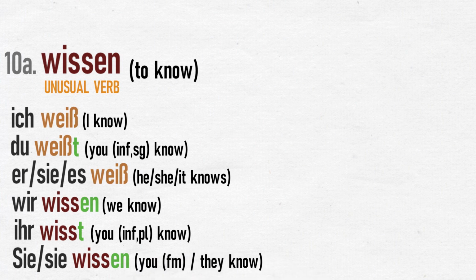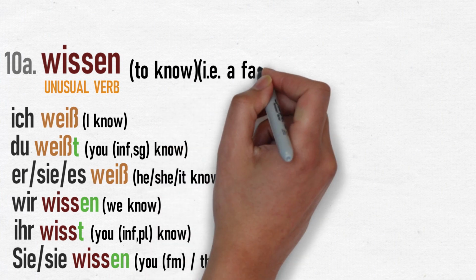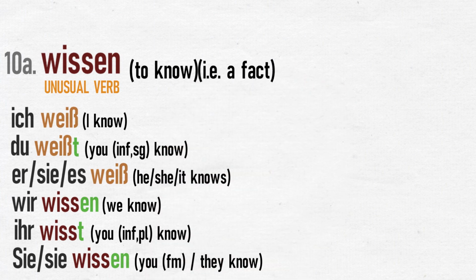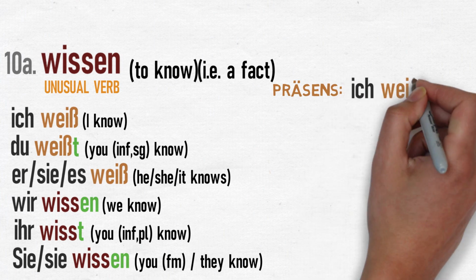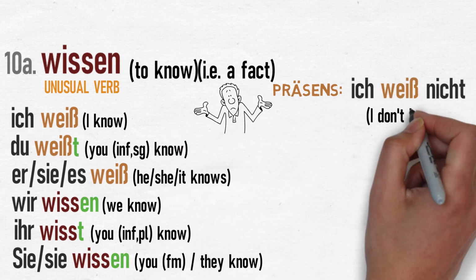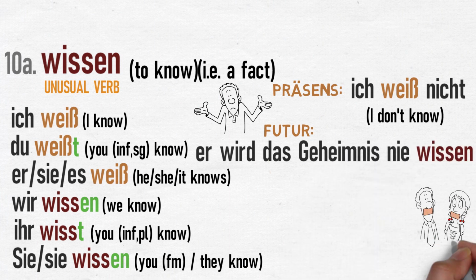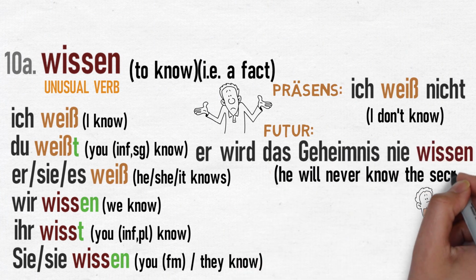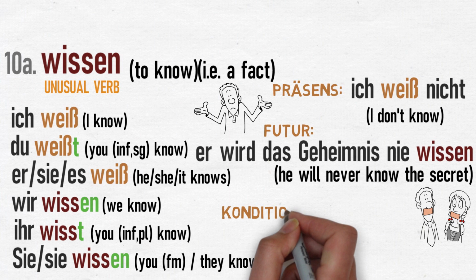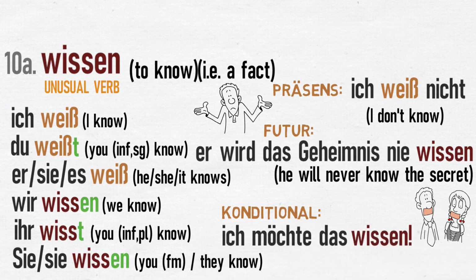We use wissen to mean to know when we know something for a fact. And here are some examples. Ich weiß nicht. I don't know. Wird das Geheimnis nie wissen. He will never know the secret. Ich möchte das wissen. I would like to know that.